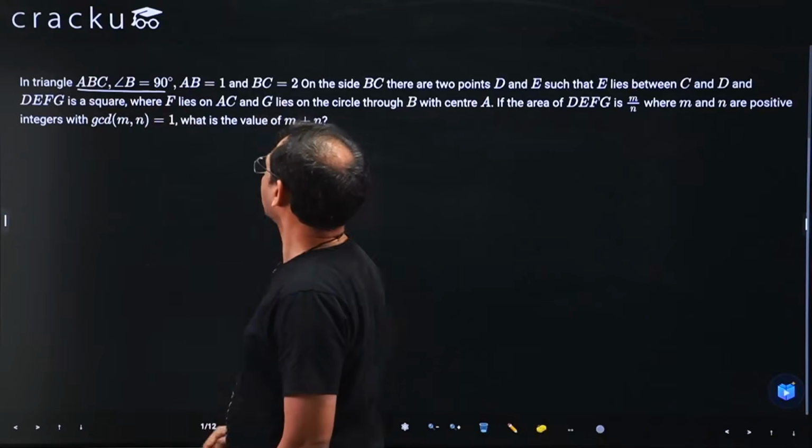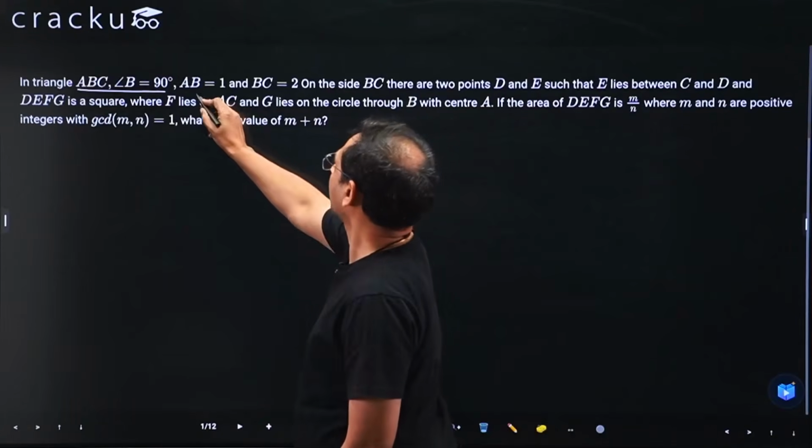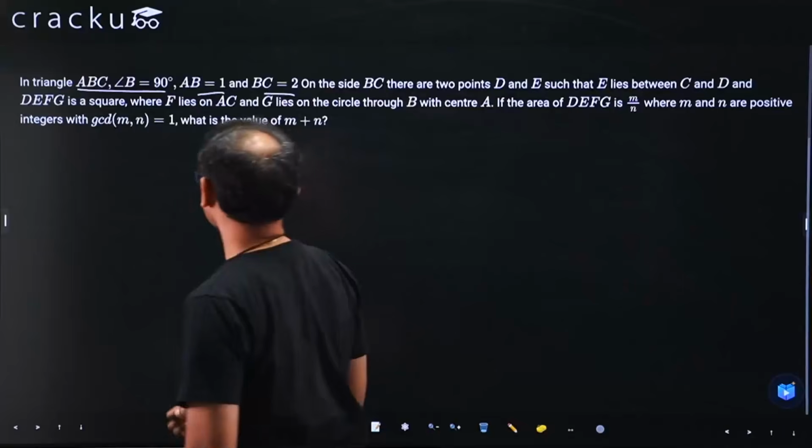In triangle ABC, angle B is 90 degrees, AB is 1 and BC is 2.